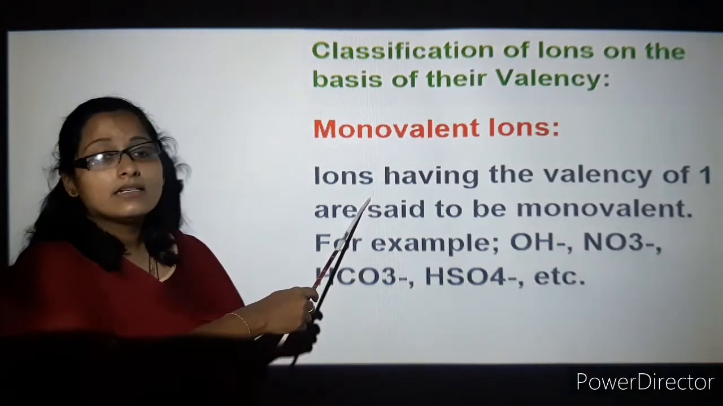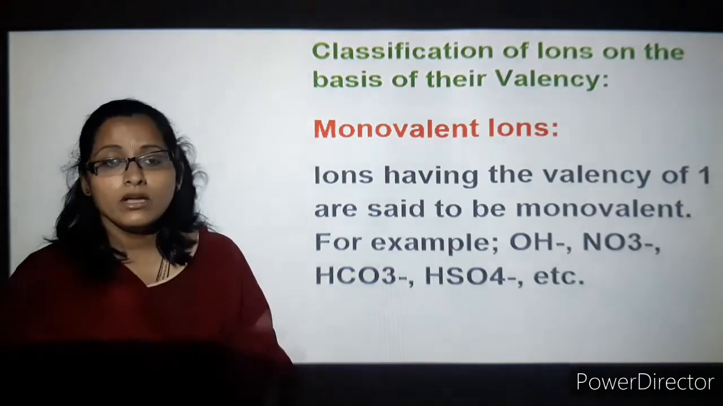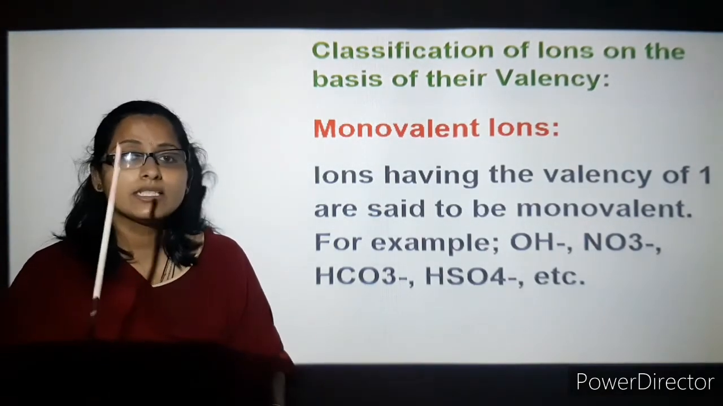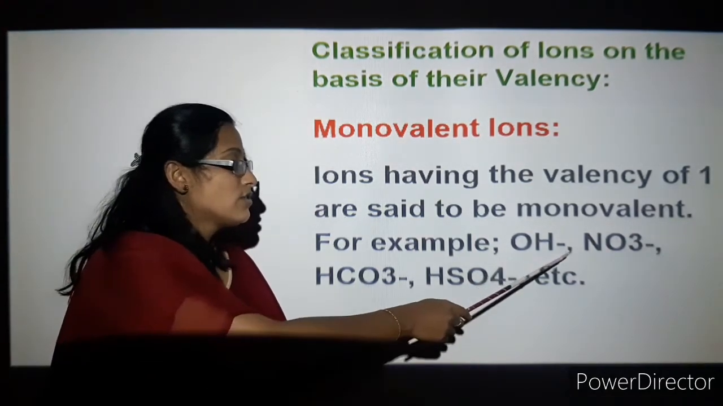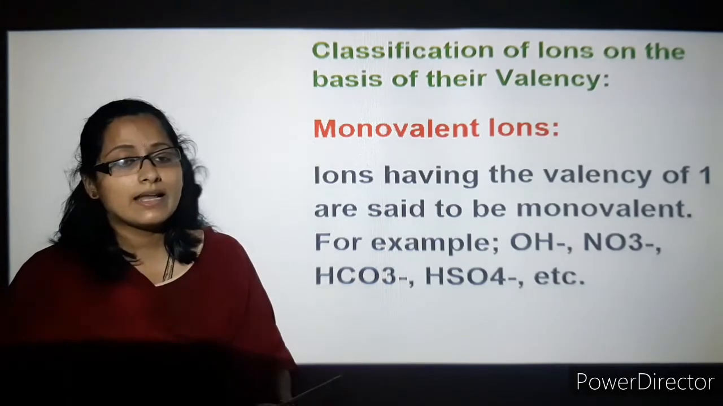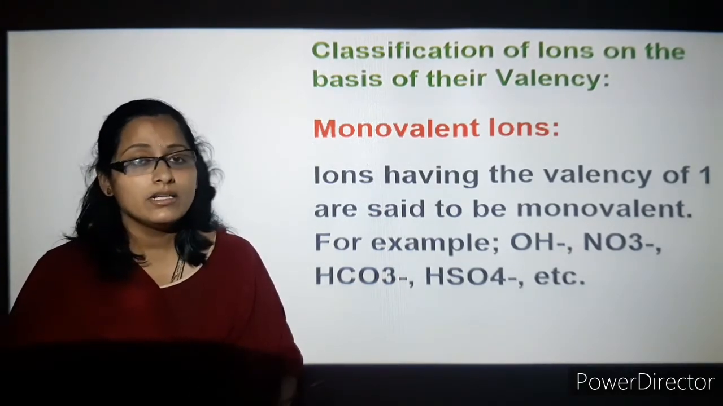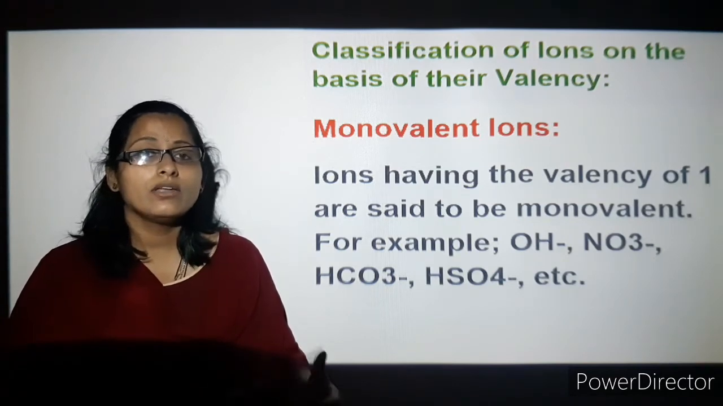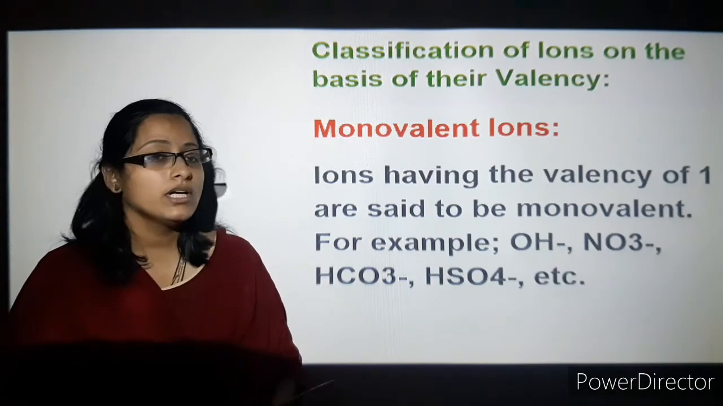So we can see that ions having a valency of 1 are said to be monovalent. Examples are hydroxide, nitrate. You can see more examples like this, and you can even practice by taking a single atom or any metals or non-metals and trying it out using the periodic table.